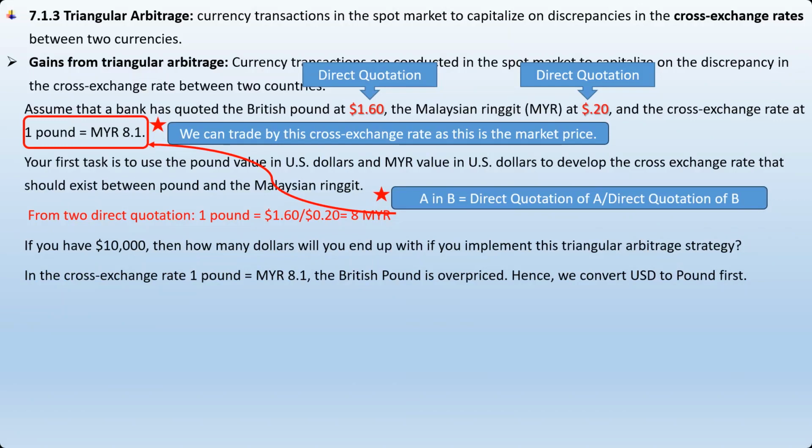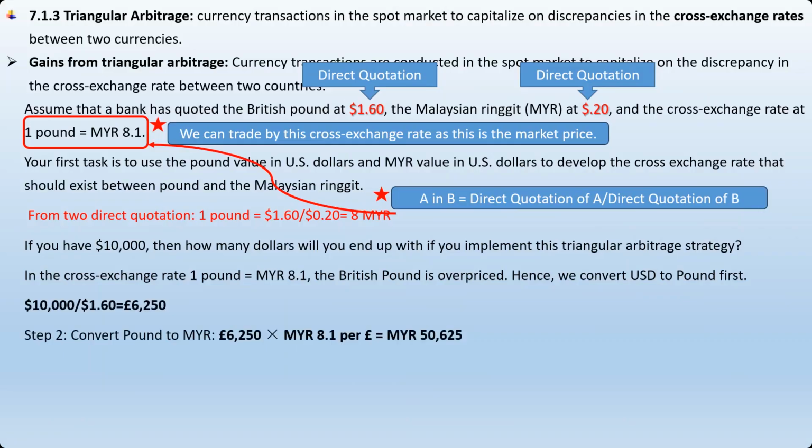When you do the triangular arbitrage, the rest is just to follow the steps provided. The only step that you need to think about by yourself is which currency is overpriced. As long as you can figure out which currency is overpriced, you should be fine. Then we convert the US dollar to the overpriced currency. If we have 10,000, we convert it to 6,250 British pounds.